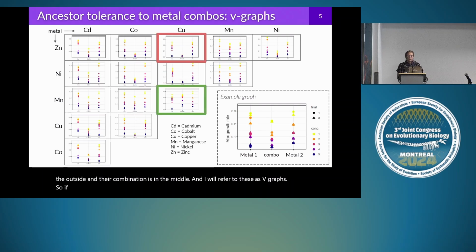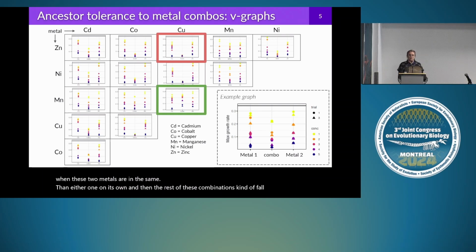So if we look more closely, we can see that there is a range of interactions. For example, copper and zinc, shown in the red box at the top, appear to have a synergistic interaction where their combination is super toxic even at low permissive concentrations of each of the single metals. And this ranges up to the example of copper and manganese, shown in green, where their interaction is antagonistic, and the yeast actually grows better when these two metals are in the same environment than either one on its own. And then the rest of these combinations kind of fall somewhere intermediate between these two.